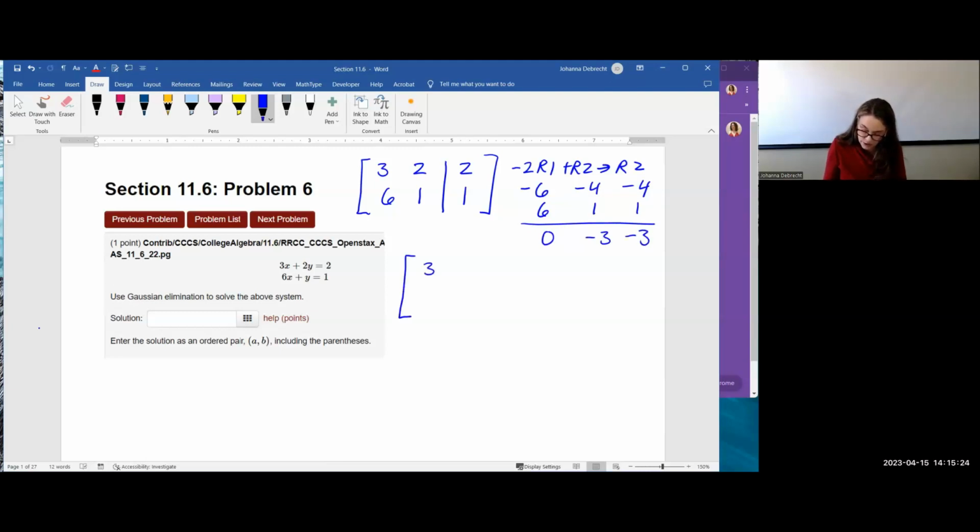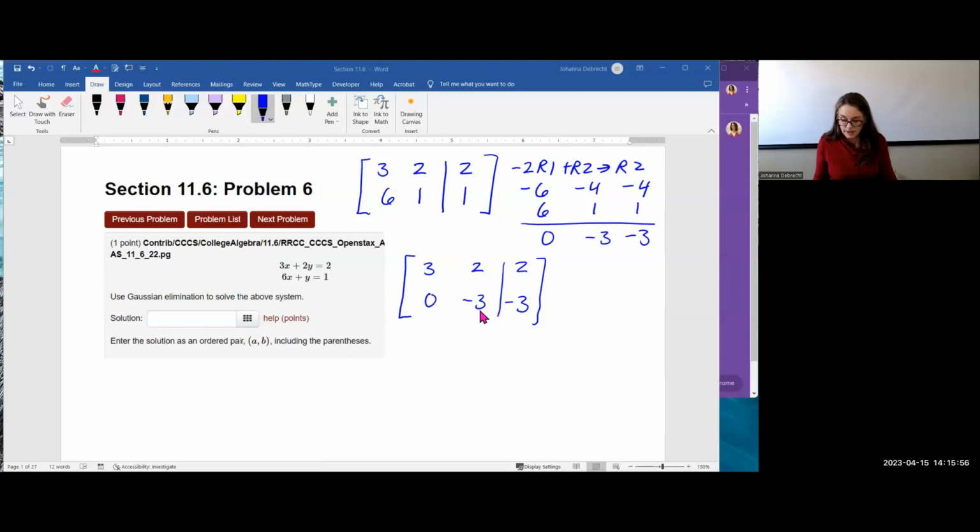So now I have 3, 2, 2, and 0, -3, -3, right? So I like to avoid fractions. So if I'm looking at this one, I can tell that if I divide this by 3, this is going to become a 2/3. So I'm going to wait and do that at the very, very end. So the next thing I'm going to do is look at this and go, well, this is negative and this is positive.